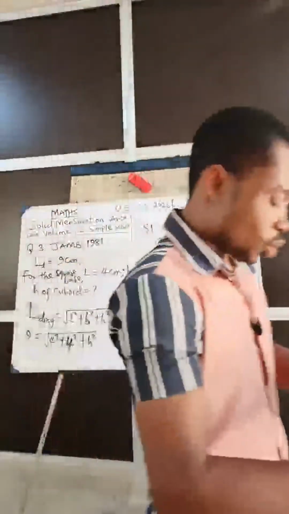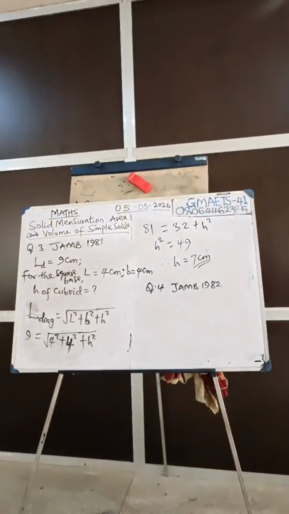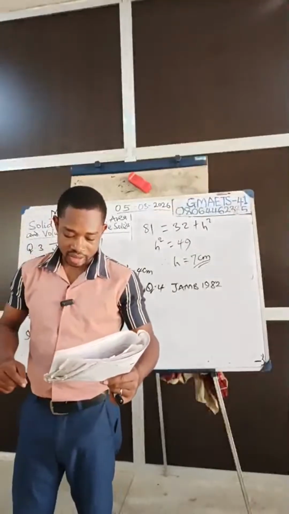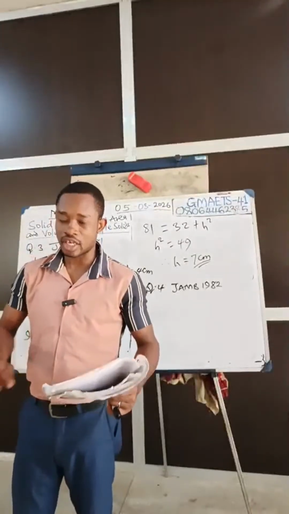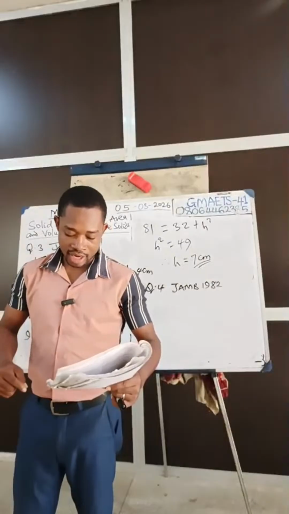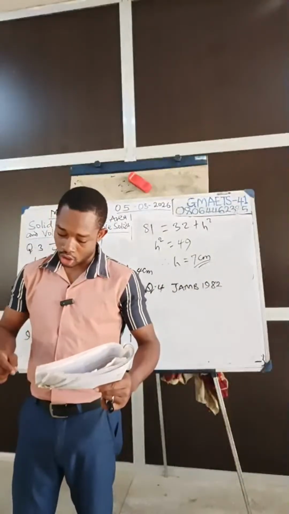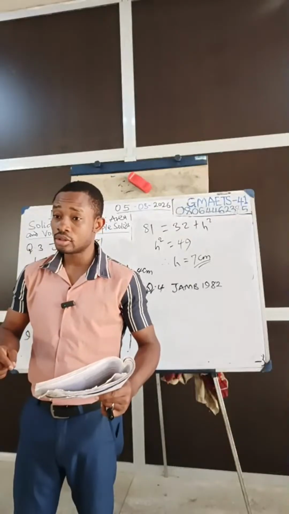Okay, let's move on to the next question, please. The area of the curved surface of a cone generated by the sector of a circle. The area of the curved surface of the cone generated by the sector of a circle.